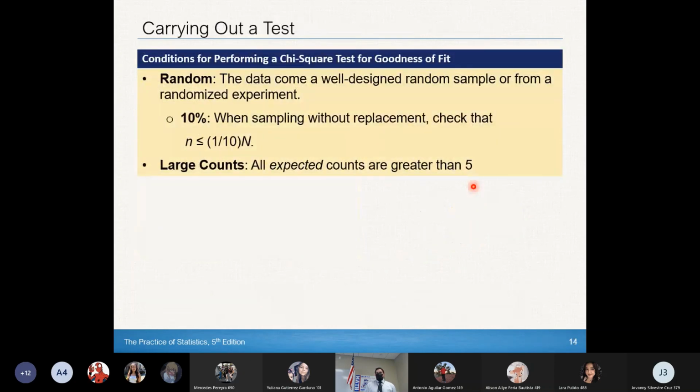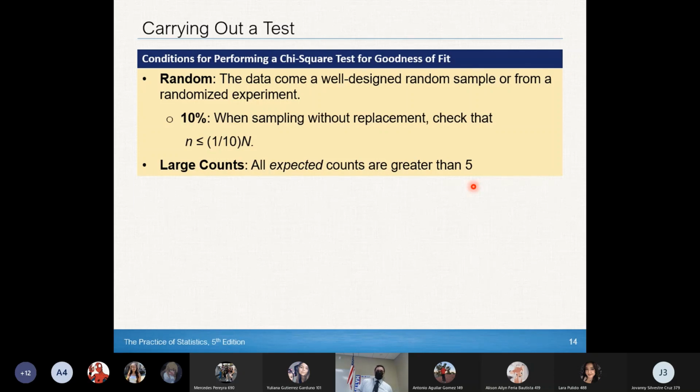So then, now that we know how to do this thing, here's our conditions for performing a chi-square test for goodness of fit. They should look incredibly familiar. It's basically the same set of conditions we're checking for everything. We need randomness, right? The data come from a well-designed random sample or from a randomized experiment. The 10% condition needs to be satisfied when sampling without replacement. And our large counts condition is that all expected counts are greater than 5.